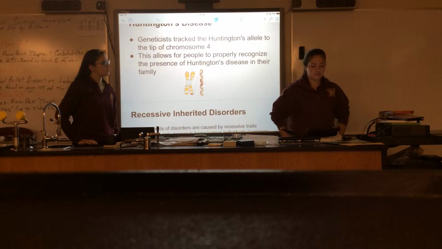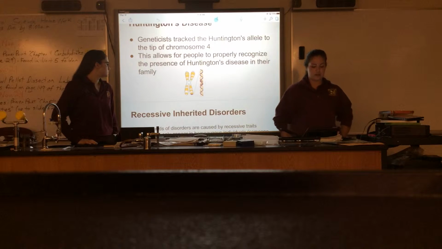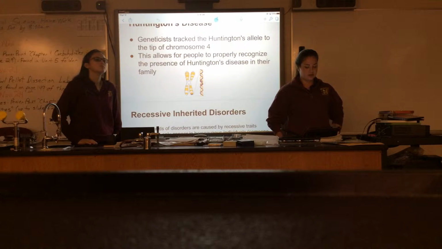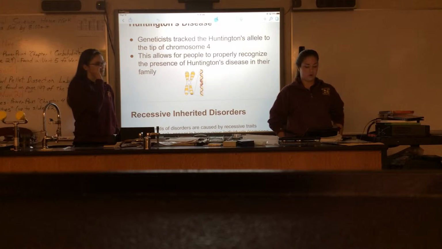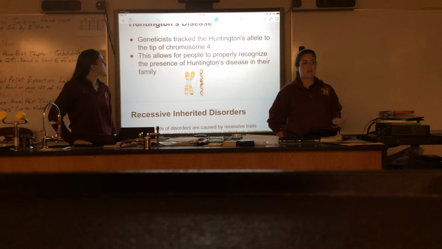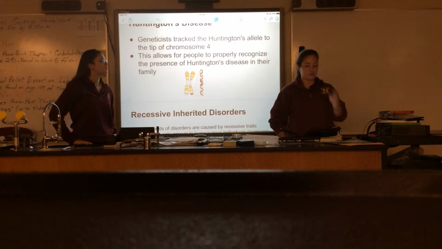Geneticists have discovered that Huntington's disease occurs on the tip of chromosome number 4, and so this allows people to properly determine if their family has this disease.